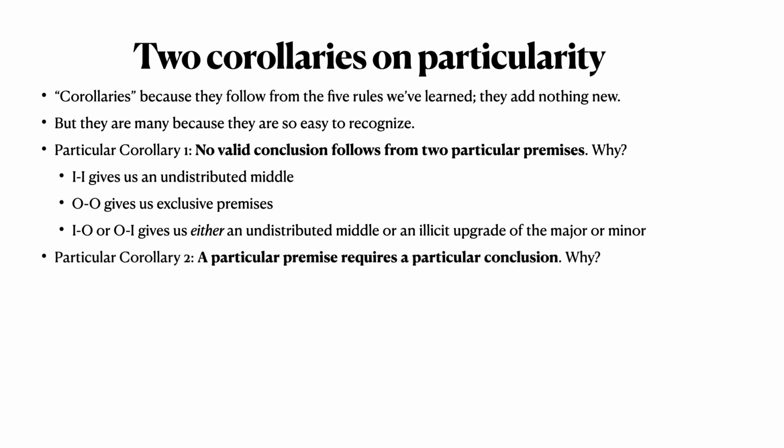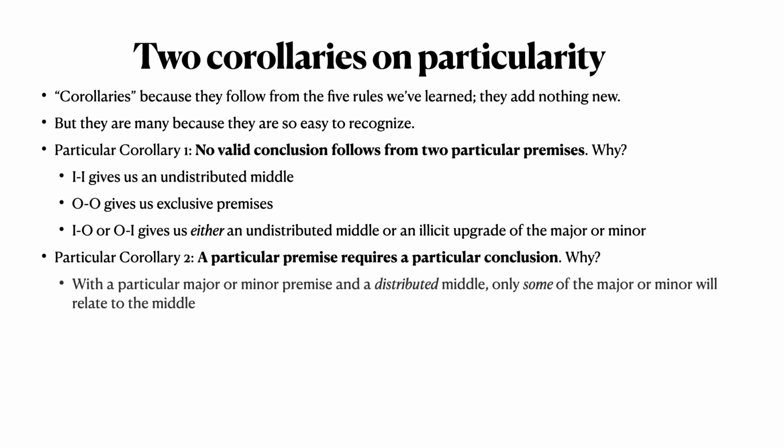The second corollary on particularity is: a particular premise requires a particular conclusion. Boy, this sure looks an awful lot like Rule 5, but it isn't quite like Rule 5. We'll talk about the difference in a minute. But why does it work?